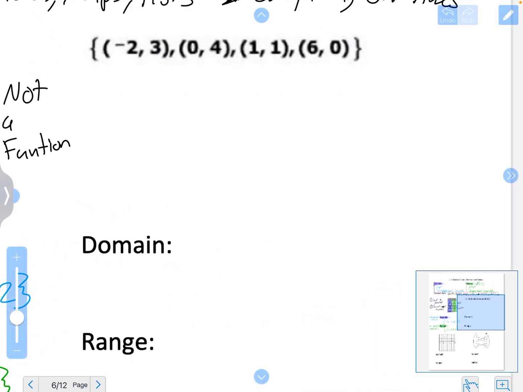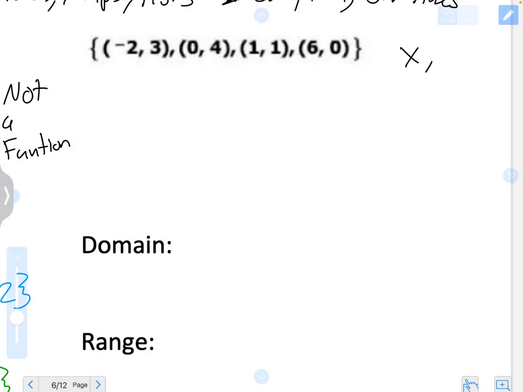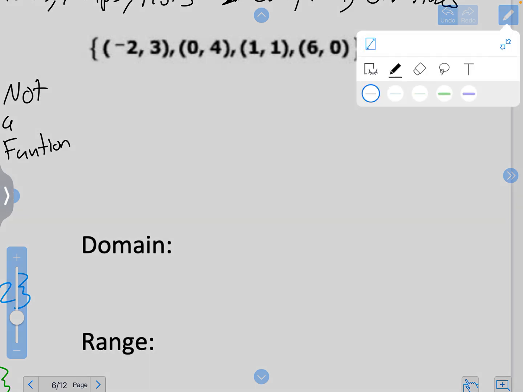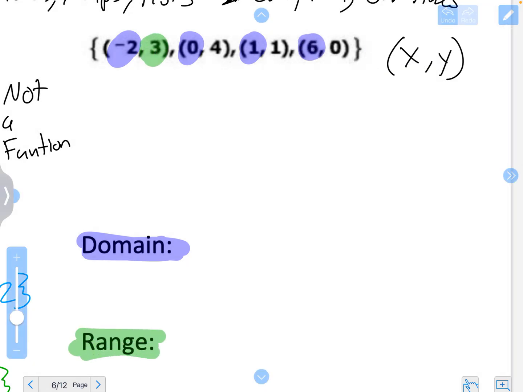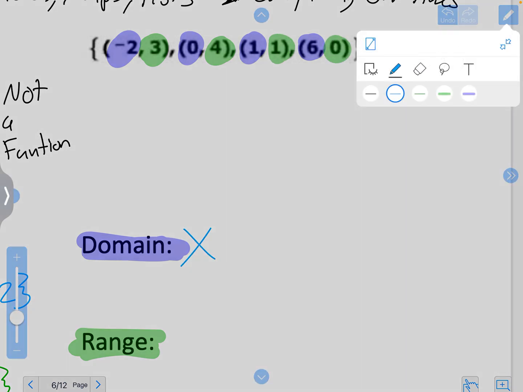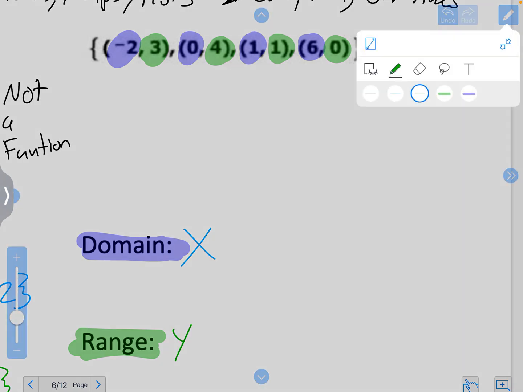So when we're talking about domain and range of points, the first thing I need to do is figure out which is my x and which is my y. If we remember, we write points as x, comma, y. So my domain, or my x, is always going to be that first number. My range, or my y, is always going to be the second number. The best thing I can recommend to students is, when you see the word domain, write down x. When you see the word range, write down y.